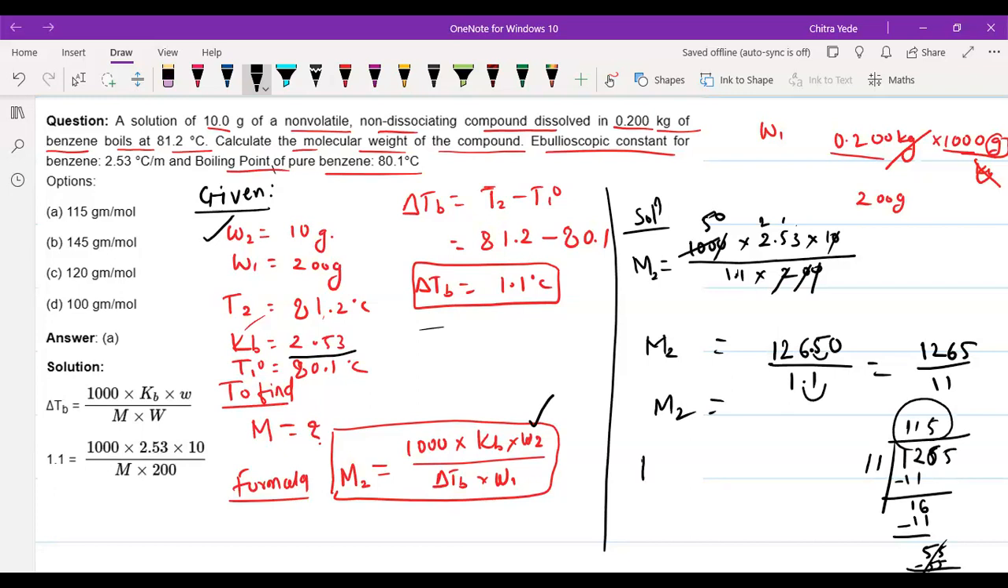So M2 equals 115, or you can use 115.0, and the unit of molar mass is gram per mole, and this is the answer.